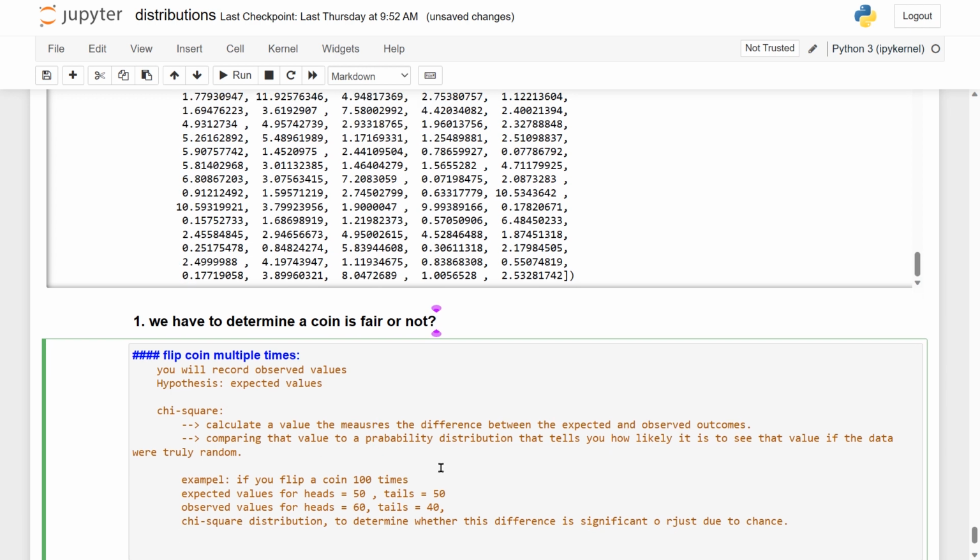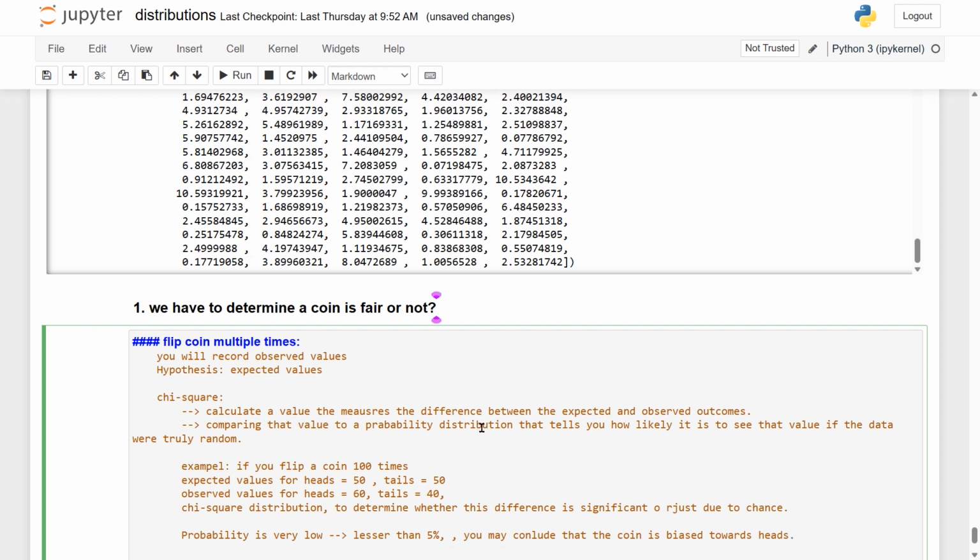So once you use the chi-square statistic, then we'll get the probability. If that probability is very low, maybe lesser than 5 percent, if it is lesser than 5 percent, we may conclude that the coin is biased towards heads. That's it.